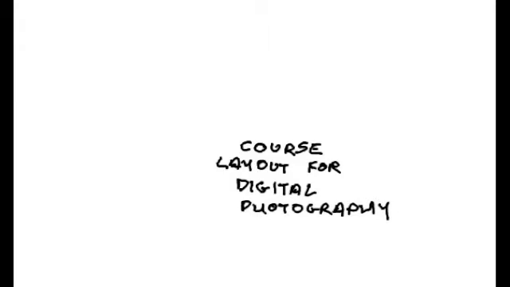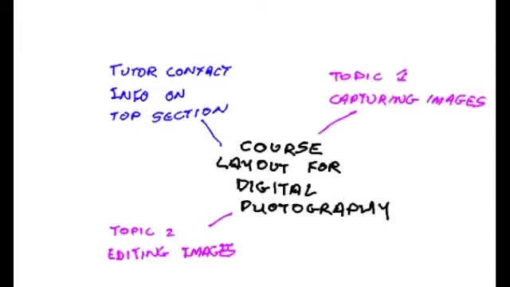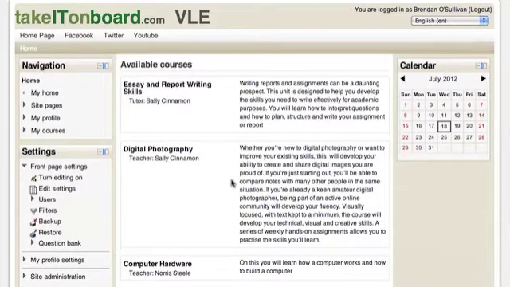Photography that contains a section with general information at the top, with a structure divided into 3 sections or units. One for capturing images, one about editing images, and finally a section about sharing and reflection of the work. Once logged into the VLE, the teacher will enter her course from the My Courses central block of the homepage by clicking on Digital Photography, which is the course title.